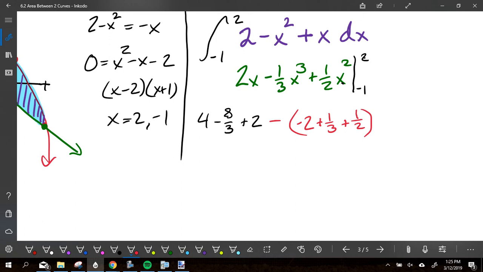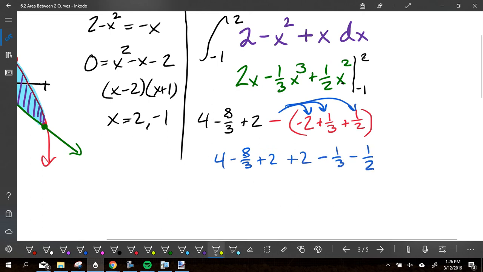I'm done. Let's say it was multiple choice, and we'd have to simplify it. Let's just do it once because we know how to not simplify. Let's simplify one time. So it's 4 minus 8/3 plus 2 minus 1/3 minus 1/2.